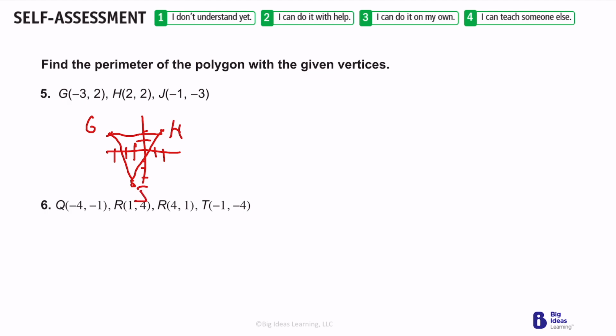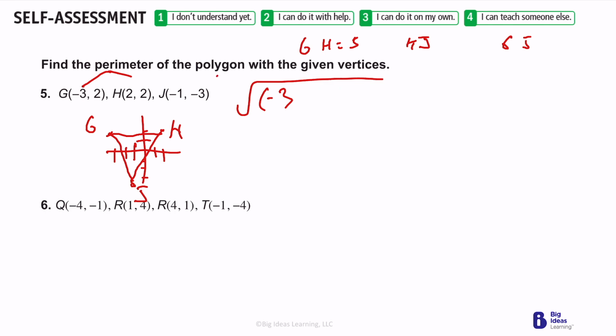Okay, so GH is the easy one because it's a nice straight horizontal line. Mine was kind of ugly, but you can look at your paper and see that it's horizontal. I count the spaces from negative 3 to 2, and that's going to be 5. So GH is 5. So now I have to also find HJ, and I have to find GJ. And both those use the distance formula.